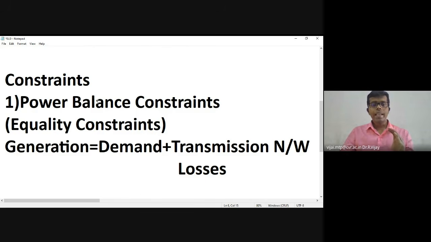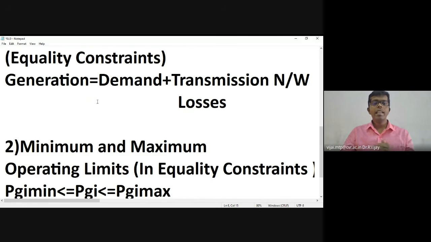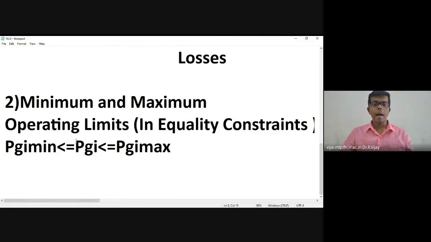So what is the next constraint? The next constraint is the inequality constraint. That is nothing but the minimum and maximum operating limits. Whatever the generation that we found out, we can call it PGI, that is the power generation of the ith generator. So that should be within this minimum and maximum operating limits. It should not go beyond the minimum, and it should not go beyond the maximum also. It should be within this limit.